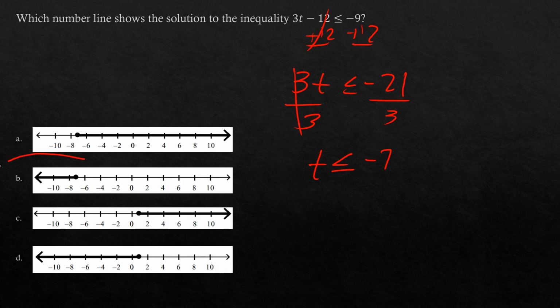So the correct answer here is going to be B, because I want my arrow, my little inequality point, facing to the left, right? Which means that's the direction I want my arrow to be facing as well. And since this has a line underneath it, my circle is closed.